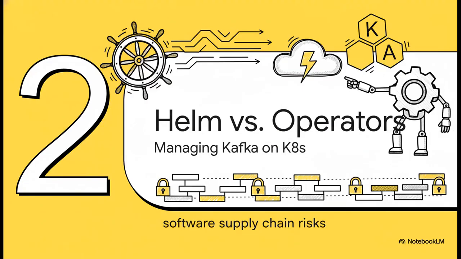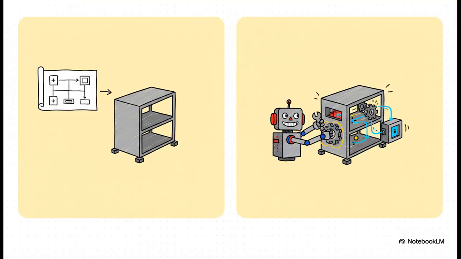All right, so now that we know what we're dealing with, let's talk about how we actually get it running. When you're in the Kubernetes world, your choice for deploying and managing something as complex as Kafka really boils down to two main schools of thought: using a Helm chart or using an operator. Let me break this down with an analogy because it makes it so much clearer. A Helm chart is like a blueprint. It's amazing for what we call day one operations, getting everything installed and configured correctly in the first place.